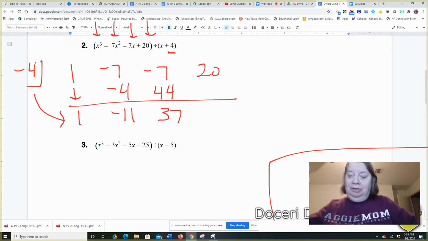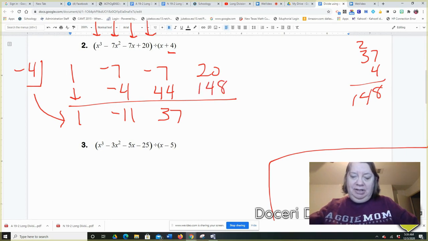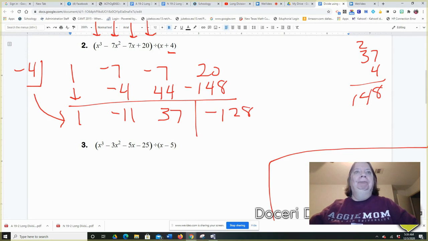Multiply negative 4 times 37. 148. That's negative. Which would leave us negative 128. It's okay to have a number there. It just means it's a remainder.